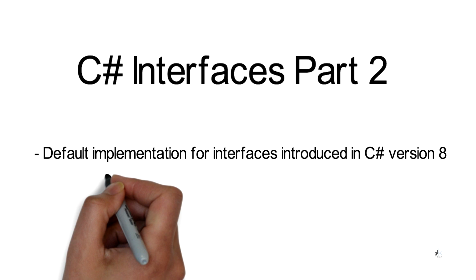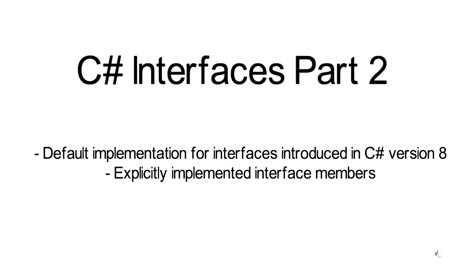So in this tutorial, we looked at implicitly implemented interfaces. In the next part of this tutorial, we'll discuss explicitly implemented interfaces. We'll continue with the example demonstrated in this tutorial and demonstrate how to implement interface members explicitly.